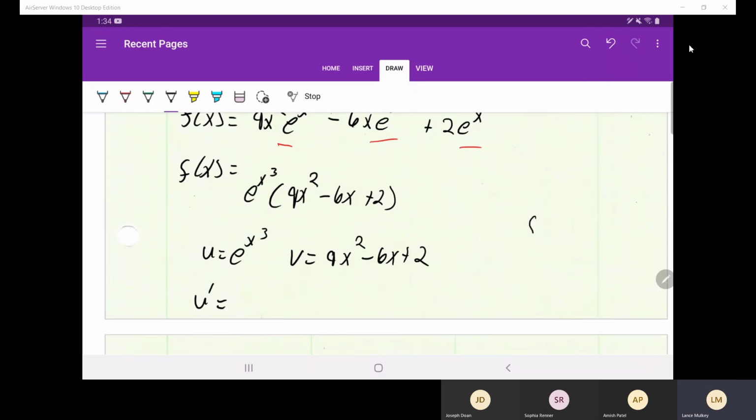Remember, if f of x equals e to the u, where u is a function of x... Oh, it's three. So it's the derivative of u times e to the u. So what's the derivative of x cubed? It's 3x squared. Yep. e to the x cubed. And v, this is just power rule. I'll go ahead and do this one.